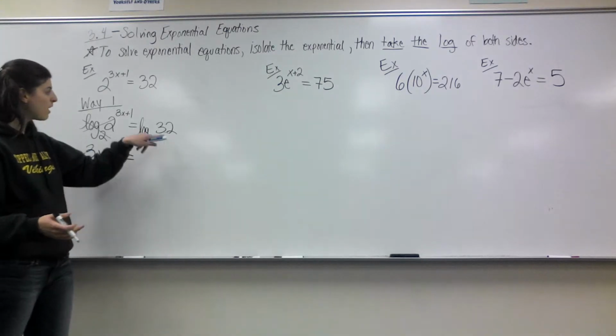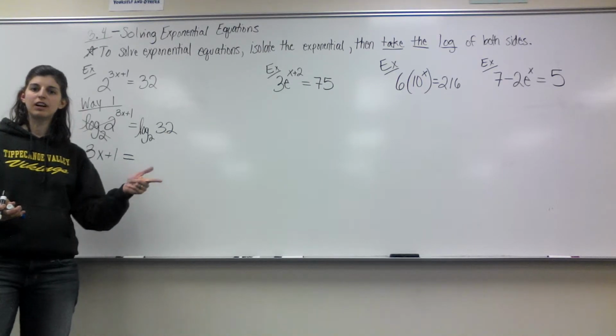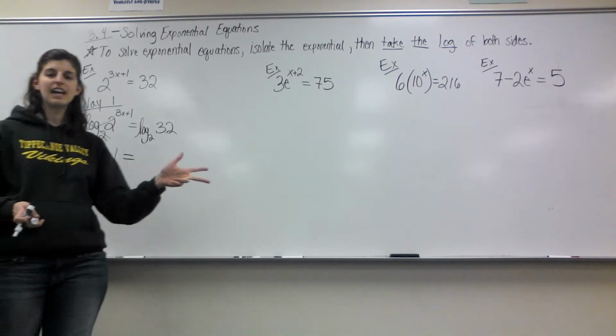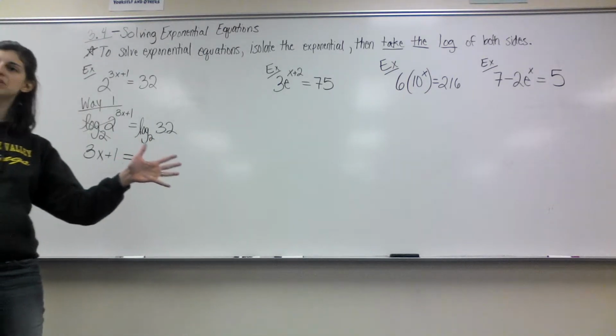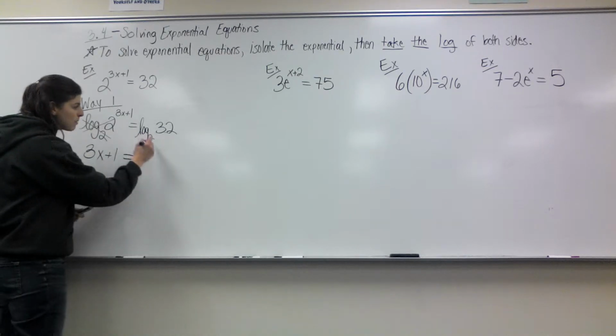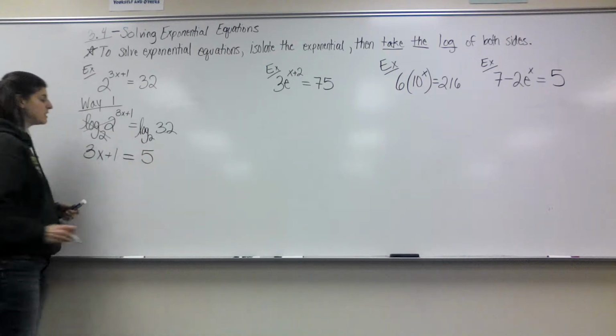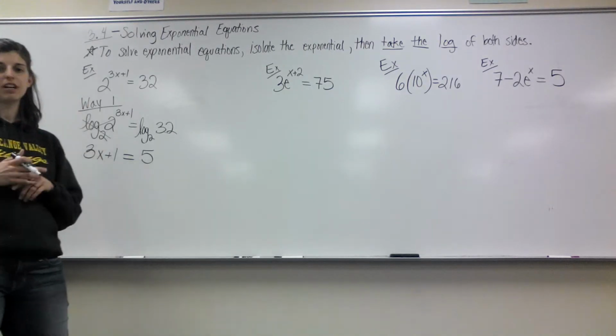2 to what power equals 32? Well, 2 times 2 is 4, times 2 again is 8, times 2 again is 16, times 2 again is 32, so 2 to the 5th power is 32. So log base 2 of 32 is 5. Again, the logarithm is equal to the exponent.